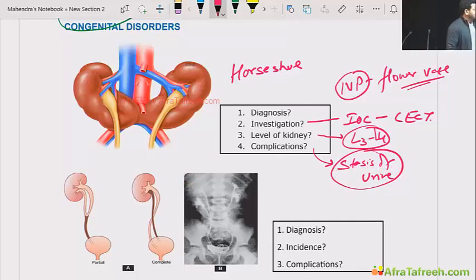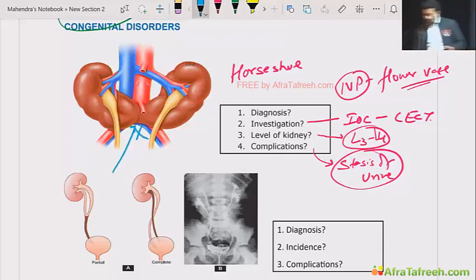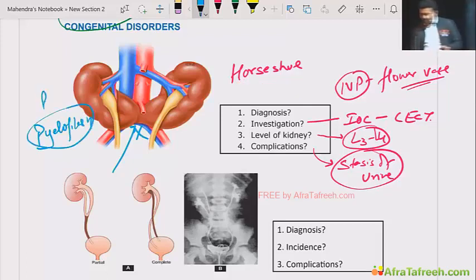What is the important thing you will do in the treatment? If the patient is having symptoms, remember, do not divide the isthmus. This part should not be divided. You have to do a pyeloplasty because the ureters are angulated. So just do a pyeloplasty for the treatment. Do not divide the isthmus.